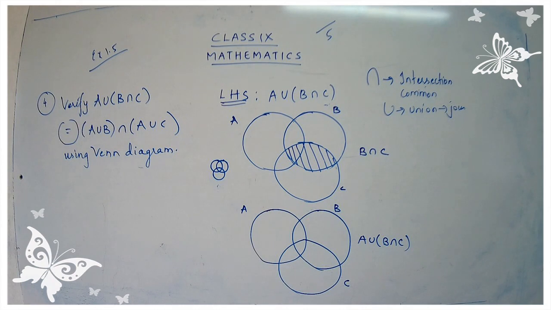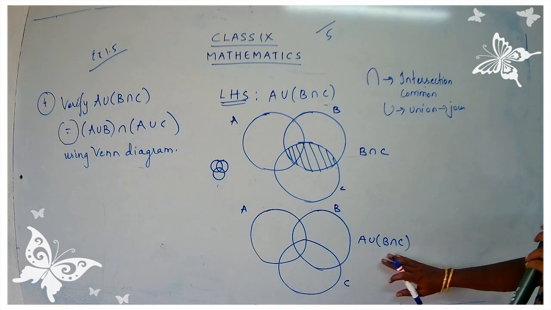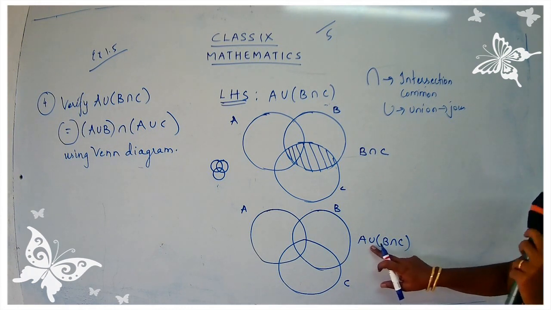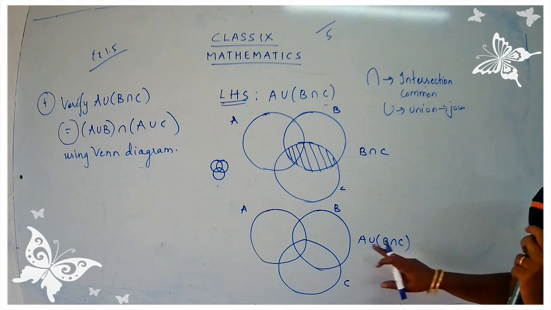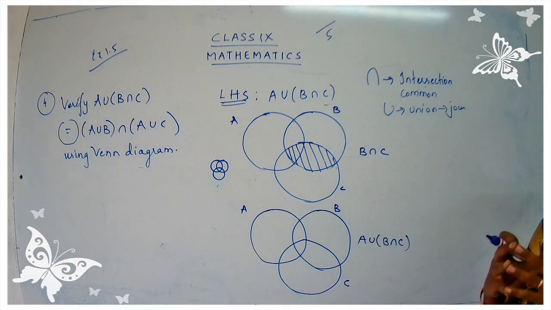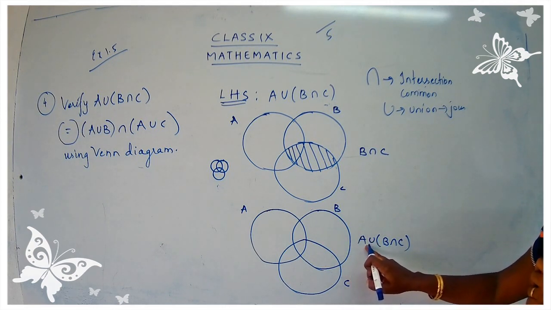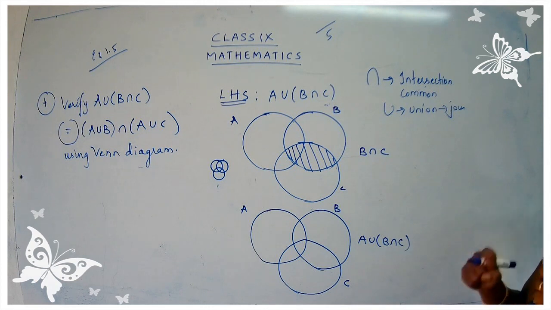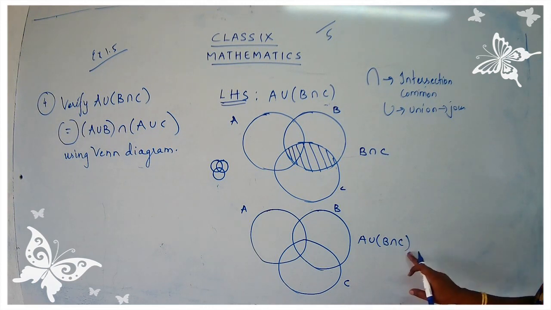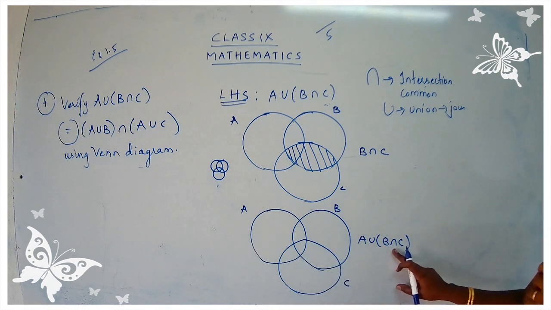Now A union B intersection C. What is the condition given to you? A union B intersection C. A union, that means you have to combine. What are you going to combine? You are going to combine A and B intersection C. So you are going to shade A and also B intersection C.